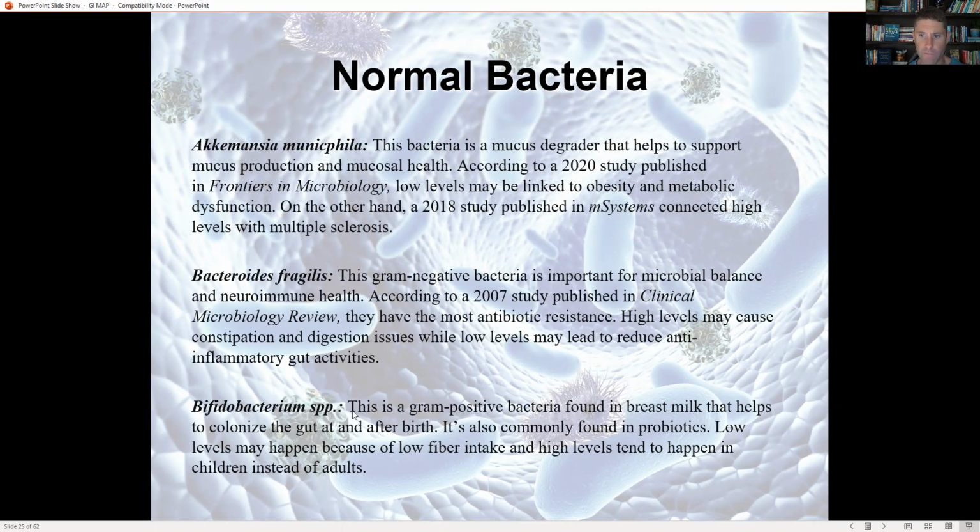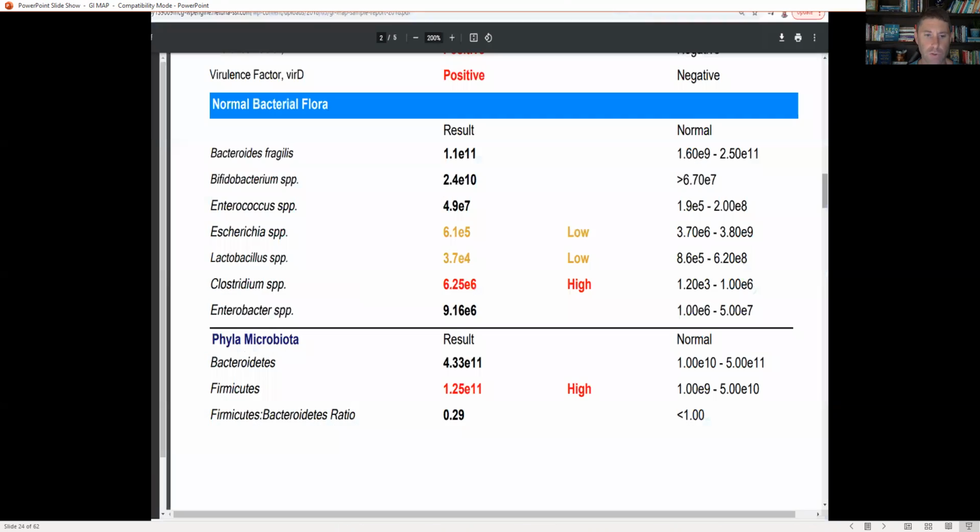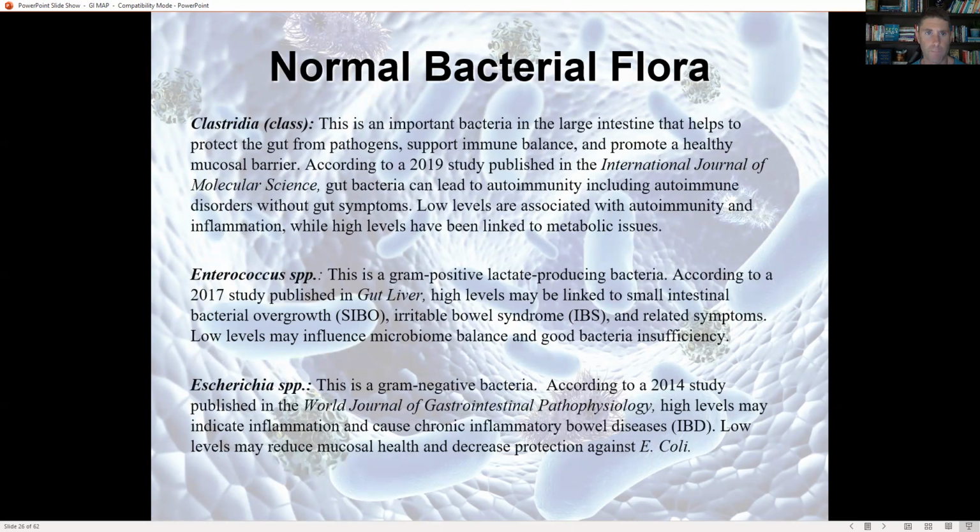Bifidobacterium, gram-positive bacteria found in breast milk, helps colonize the gut at and after birth, commonly found in probiotics. You'll see a lot of Bifidobacterium probiotics, and that is one that supports the large intestine, okay? So a lot of it in the large intestine should be in normal levels on this lab here. Let's see, some other normal bacteria, Clostridia, important bacteria in the large intestine that helps protect the gut from pathogens. And low levels are associated with autoimmunity and inflammation, while high levels have been linked to metabolic issues.